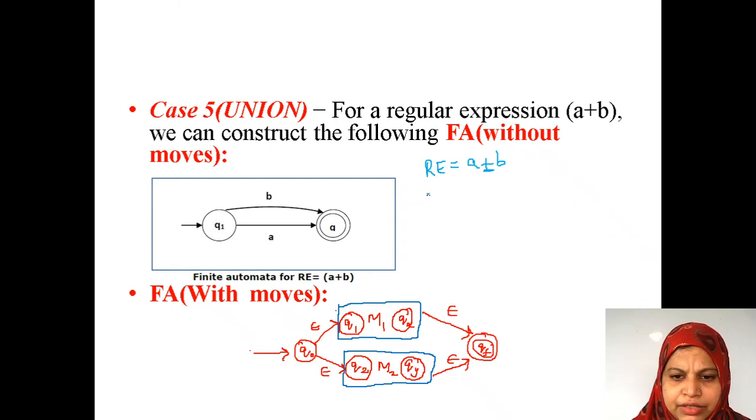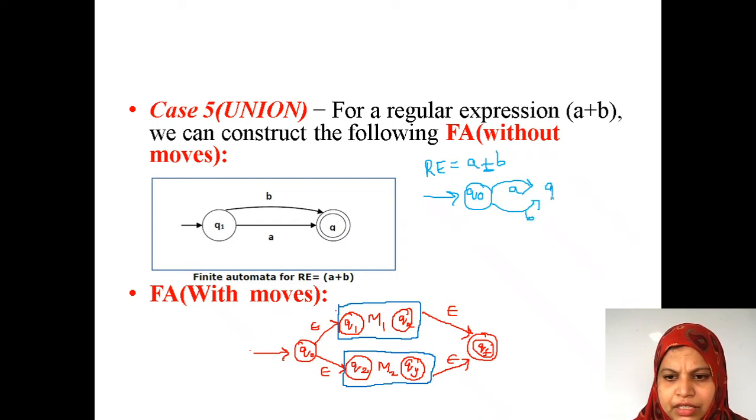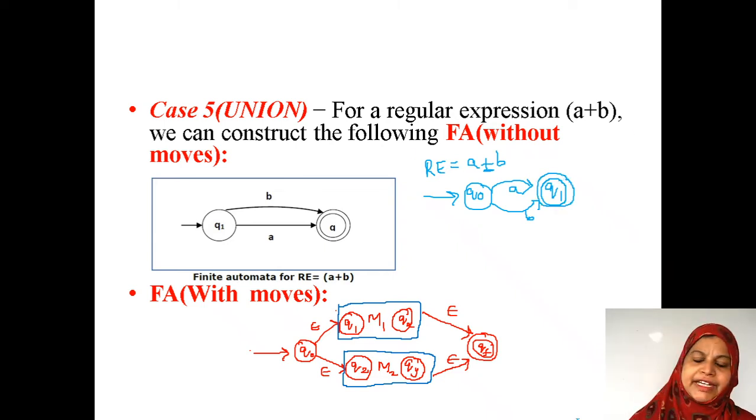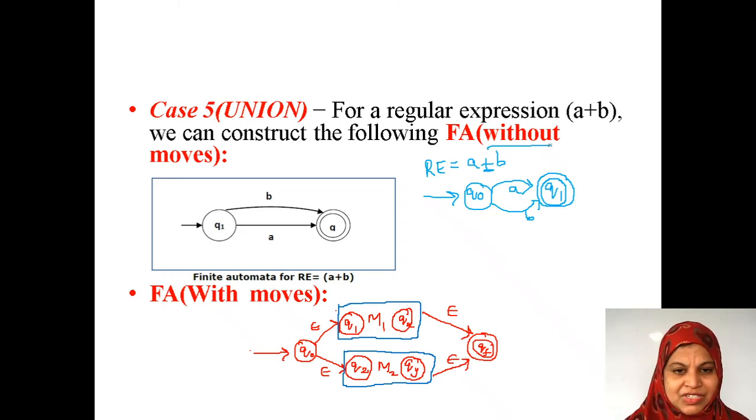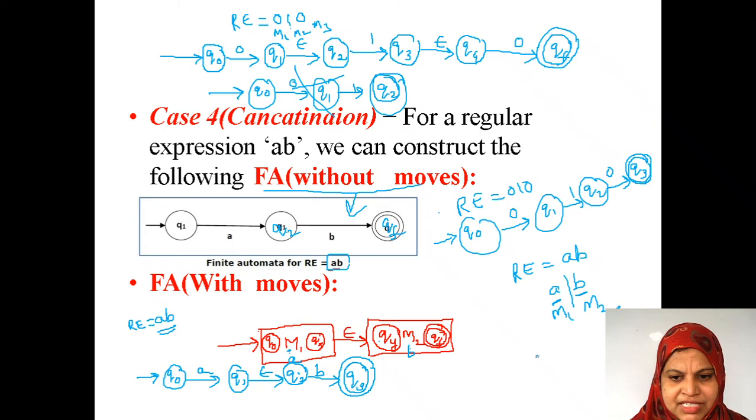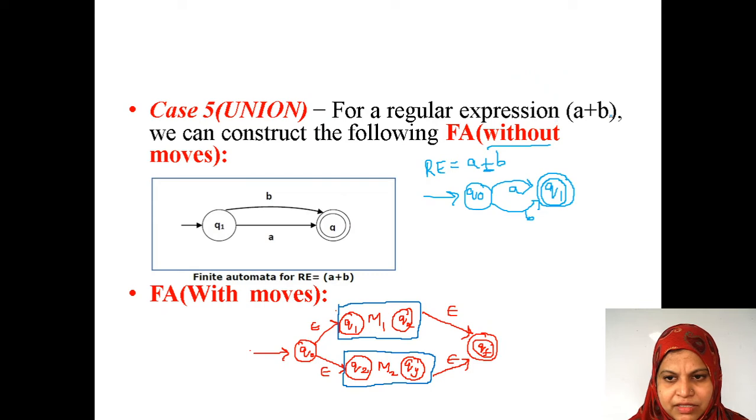See here, Q naught, A, B, Q1. This is the final state. That's it. This is the finite automata without epsilon moves. In this case, concatenation means just AB. Union means A plus B, 0 plus 1. Directly from one state we are getting A, then from the same state we are getting B.